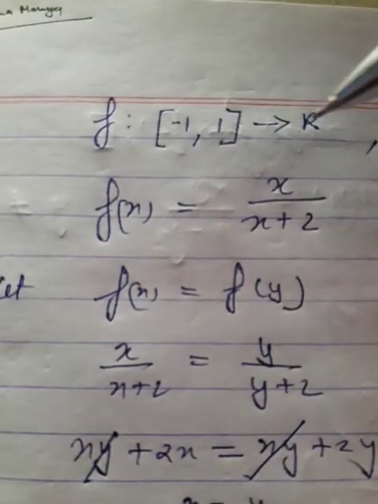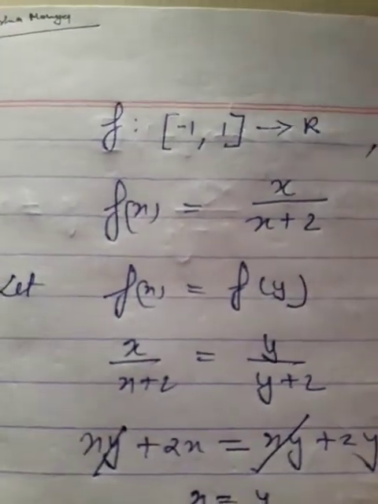It has been asked in the question, and thereafter we have to find the inverse of the function, and also find the range of that function. Okay, so let us start the question. f is a function whose domain is (-1, 1) and range is the real numbers. Its definition is given as f(x) = x/(x+2). So first we have to prove that this function is 1-1.